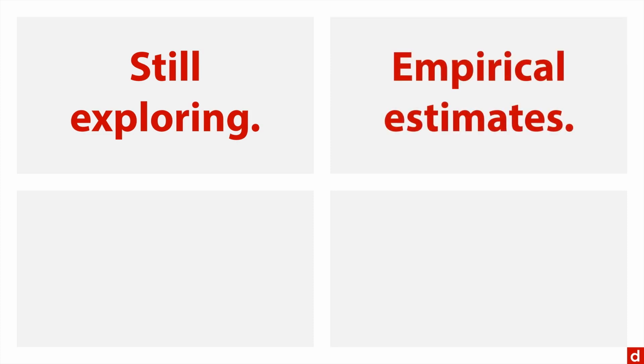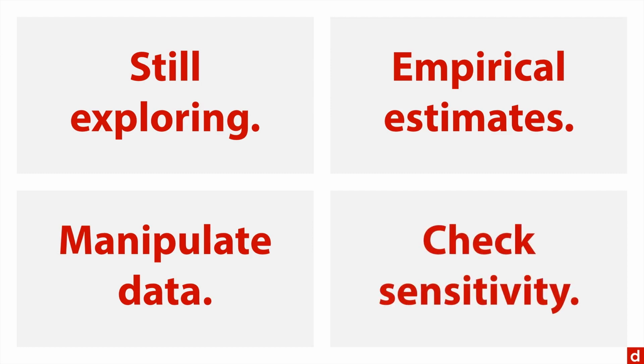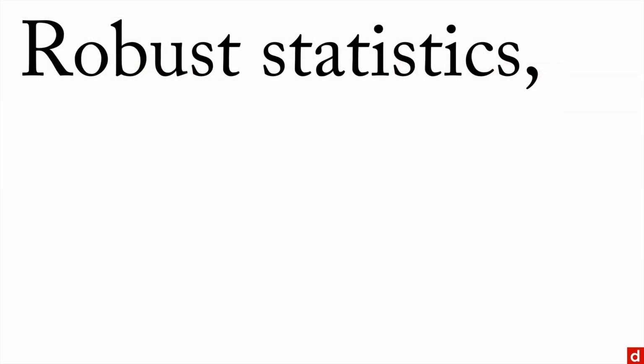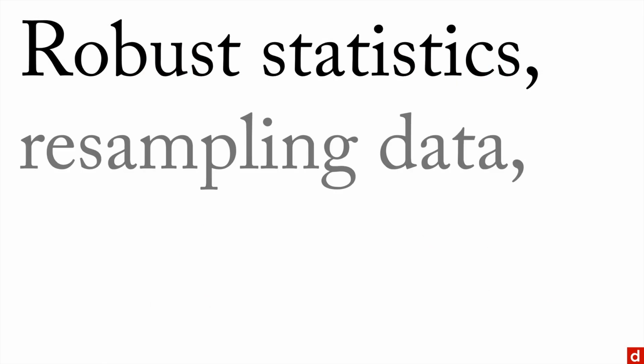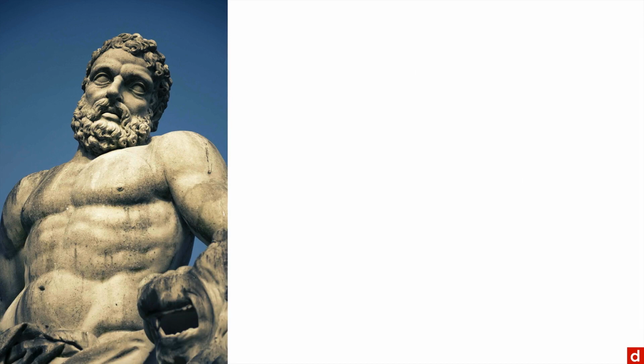This might be an opportunity to get empirical estimates, that is, of population parameters as opposed to theoretically based ones. It's a good time to manipulate the data and explore the effects of manipulating the data, looking at subgroups, transforming variables. Also, it's an opportunity to check the sensitivity of your results. Do you get the same general results if you test under different circumstances? So we're going to talk about things like robust statistics and resampling data and transforming data. So we'll start with robust statistics.